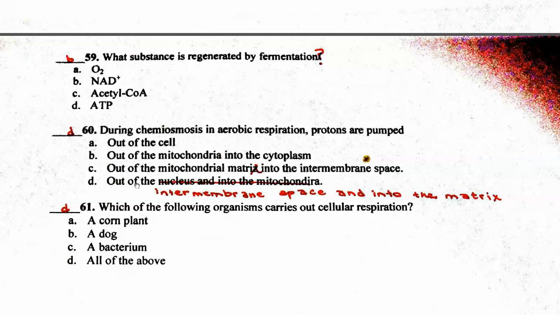During chemiosmosis, you're moving H+ from the inner membrane space into the matrix, because you have a high concentration of H+ in the inner membrane space and a low concentration in the matrix. So that's what chemiosmosis is, going from high concentration to low, both concentration and a plus charge in the inner membrane space and a negative in the matrix.